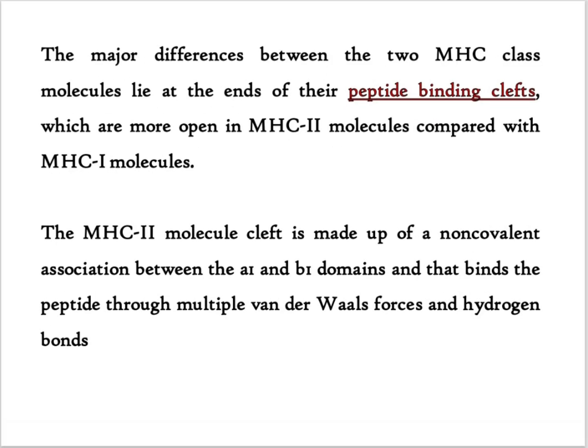The major differences between the two MHC class molecules lie at the ends of their peptide binding clefts, which are more open in MHC II molecules compared with MHC I molecules. The MHC molecule cleft is made up of a non-covalent association between the alpha 1 and beta 1 domains, and that binds the peptide through multiple van der Waals forces and hydrogen bonds.